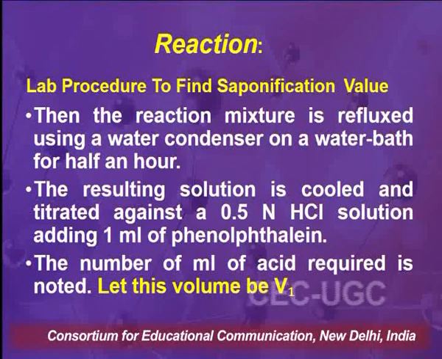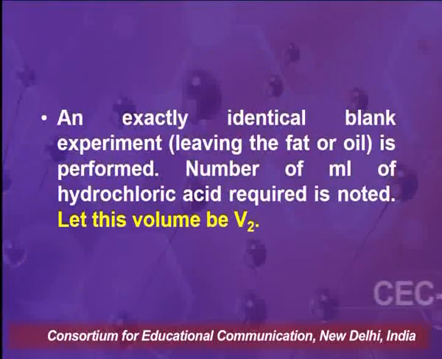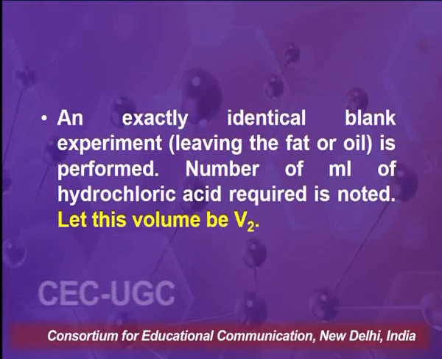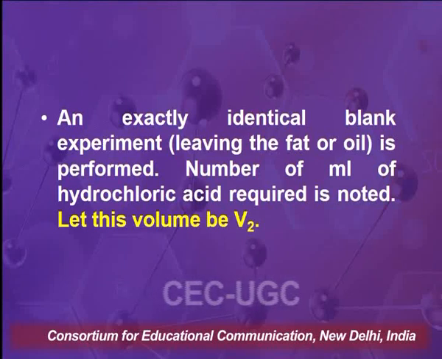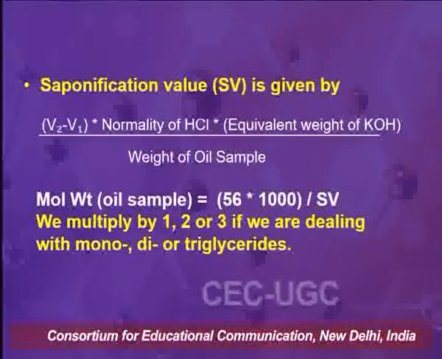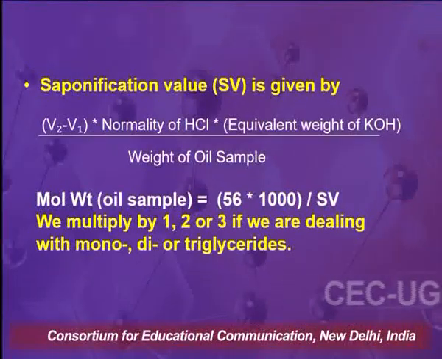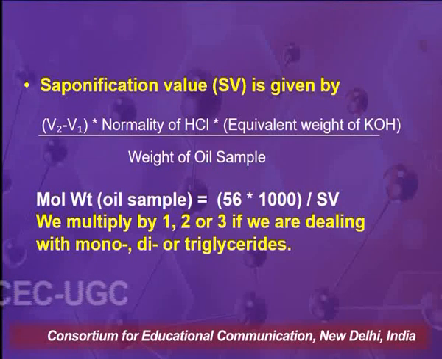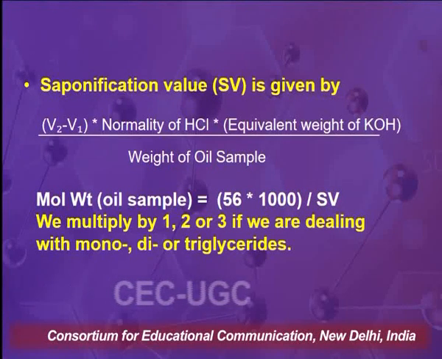Let this volume be V1. An exactly identical blank experiment, that means we leave out the fat or oil part, is performed. The number of ml of hydrochloric acid required is noted, and let that volume be V2. The saponification value is given by this formula: (V2 minus V1) times normality of HCl times equivalent weight of KOH, divided by the weight of the oil sample, which was W gram.